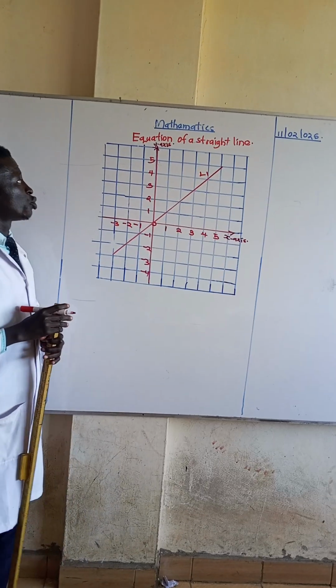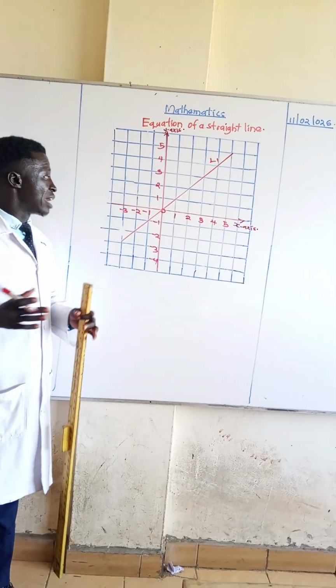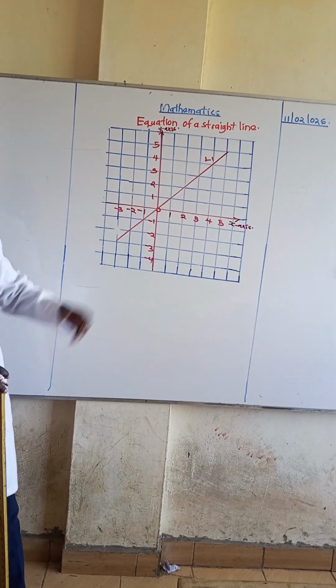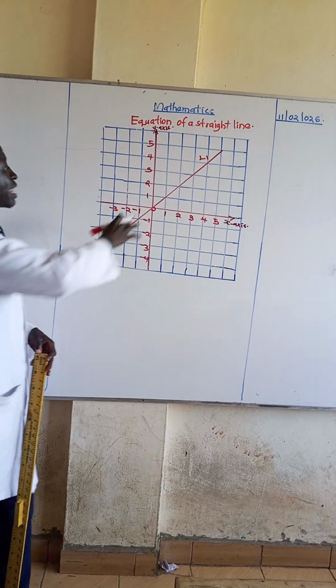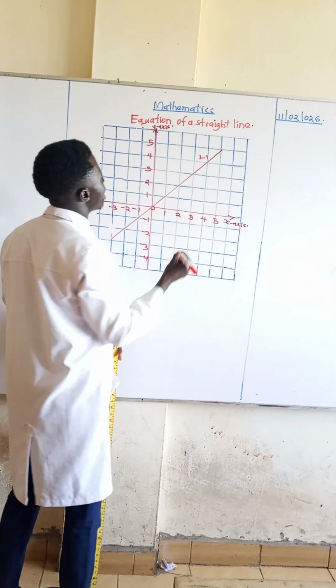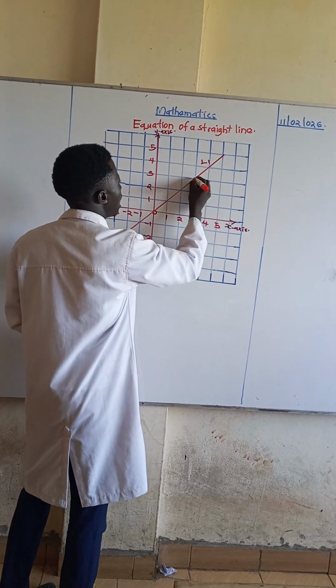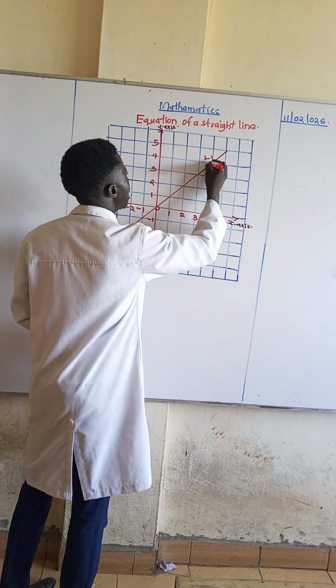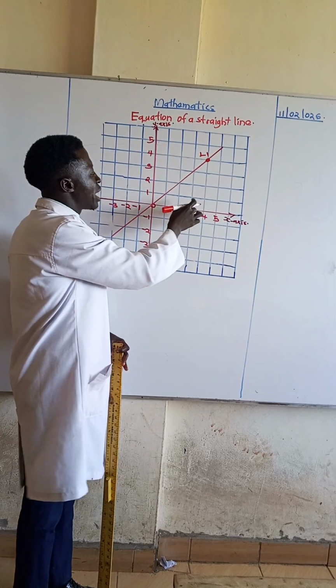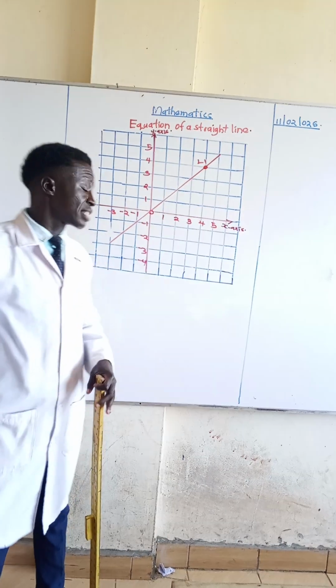I may be requested to get the gradient of line 1, but I'm not able to get the gradient of line 1 before I get 2 coordinates that are along this line. For example, let me label the coordinate at this point. Let me take this point for example. I will check the coordinates at that point.